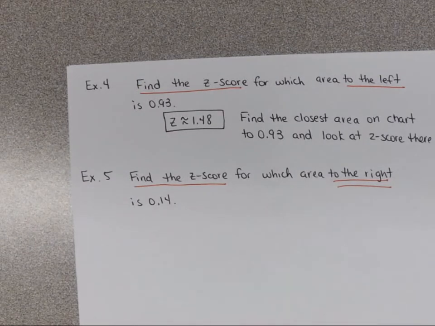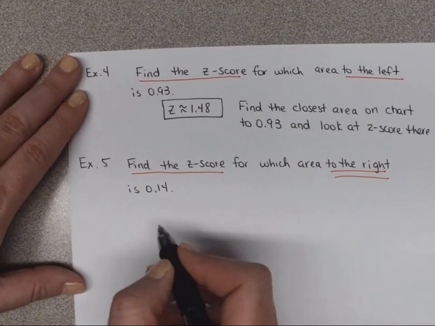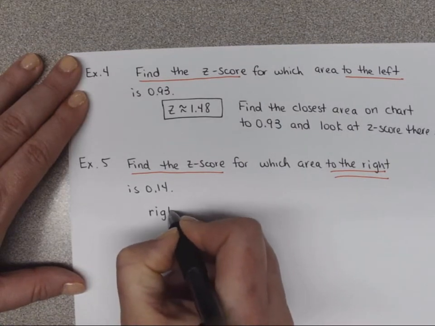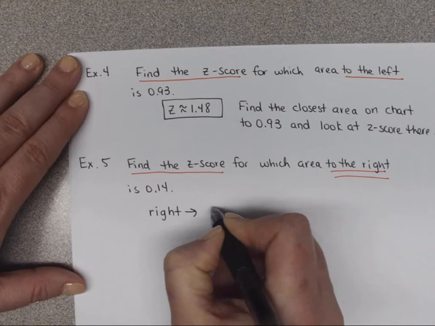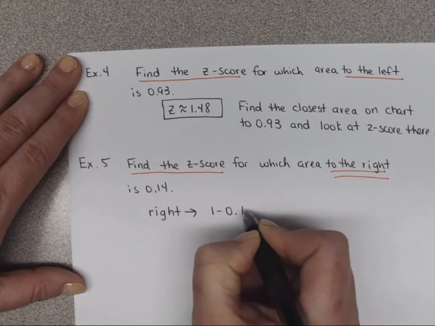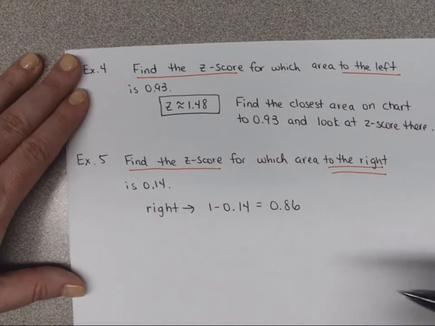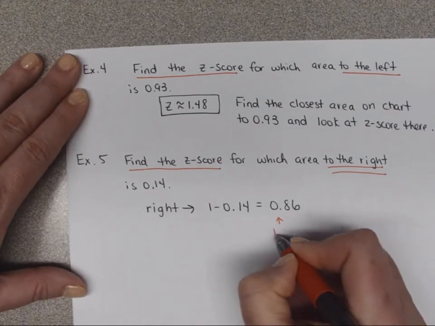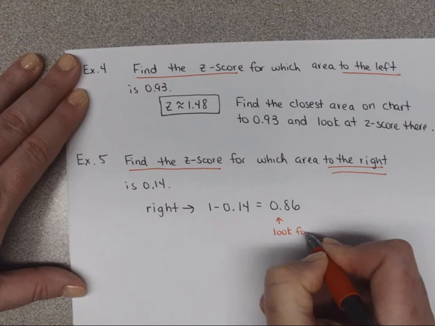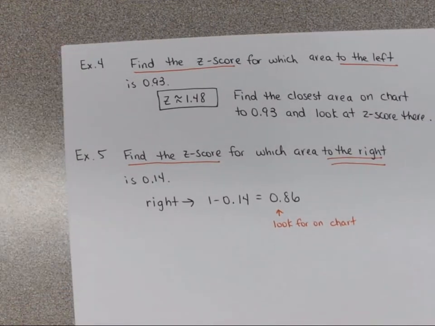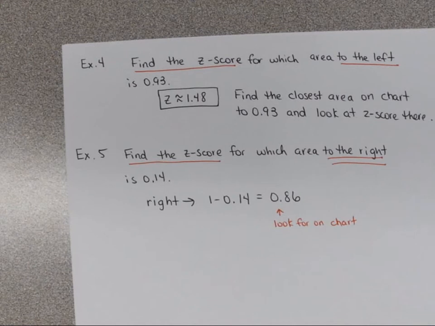Okay, so what you have to do first is you're going to have to find the proper area, right? Because it says right, you're going to have to do 1 minus the area you were given. So what you're actually looking for is 0.86, okay? So this is what you're looking for on the chart. Or technically you could look for 0.14 and then know that you need to change the sign. I think that's easier.